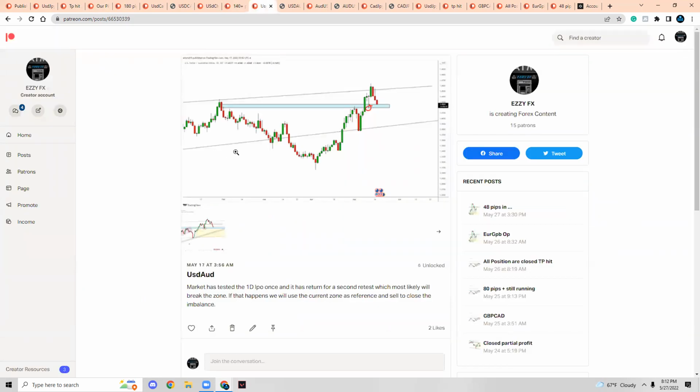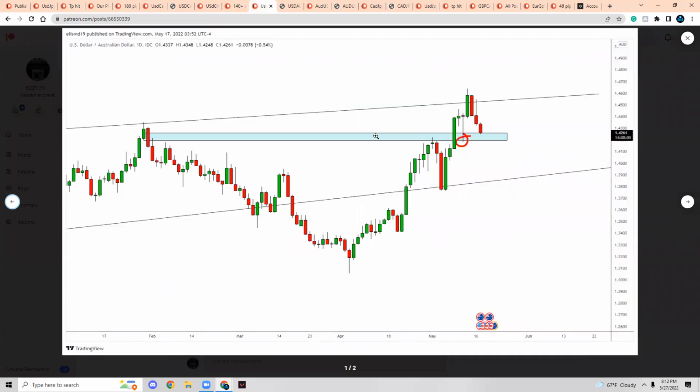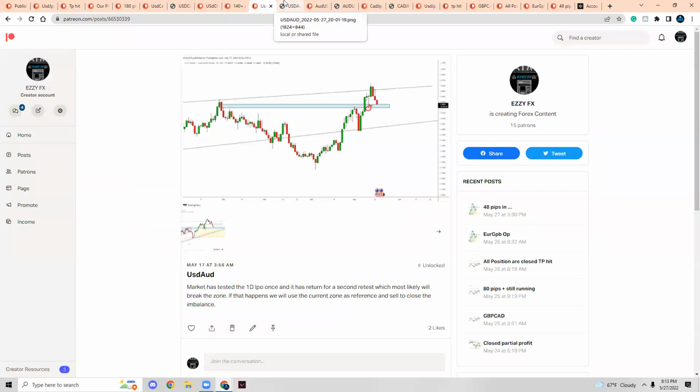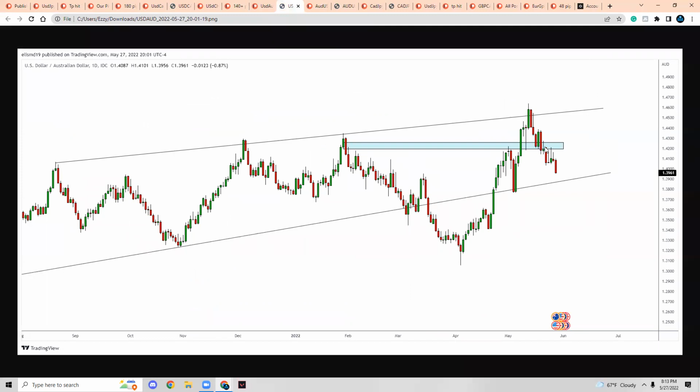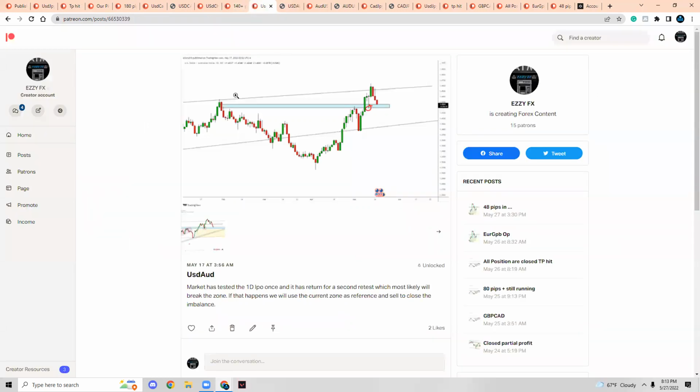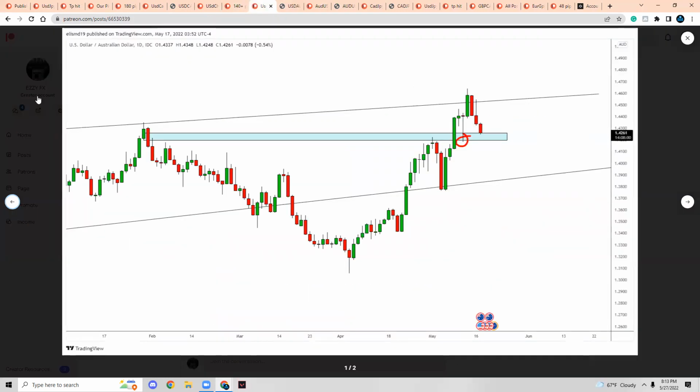Next up, we have USD AUD. Again, another straightforward trade. We have a daily IPO. We have the first test coming back for the second test. What we're looking for here is to see the market breaking below, using the same level to close the imbalance to the downside. Again, straightforward. You have here broke below, retest, and then continue to the downside to close the imbalance. Again, this is a swing trade. That's why you have it on the daily time frame.